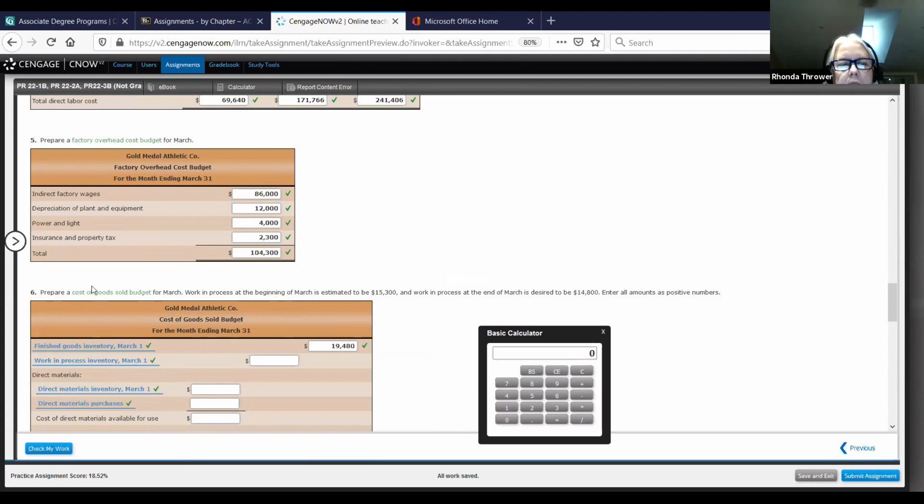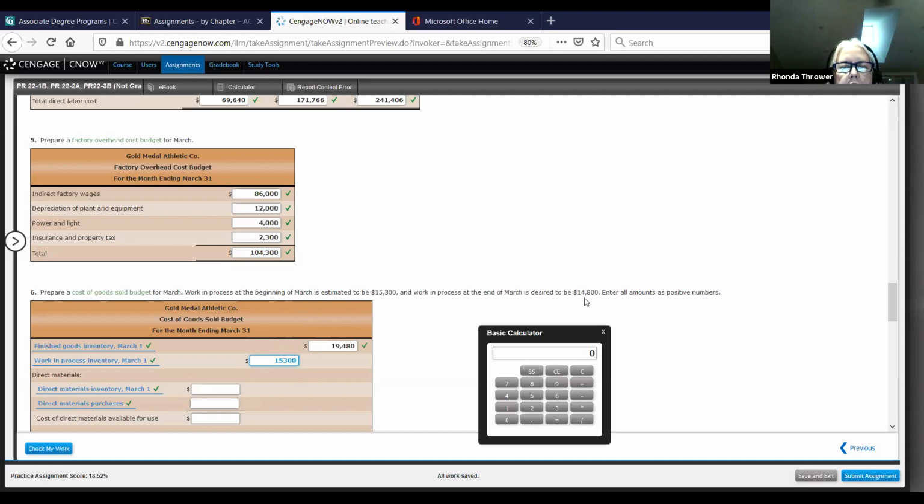And it is given in part 6 here. The beginning inventory of March is a given amount of 15,800 or 15,300. So we're going to plug that in. That's the given amount that we got right there, goes here. That's your work in process at the beginning of March.